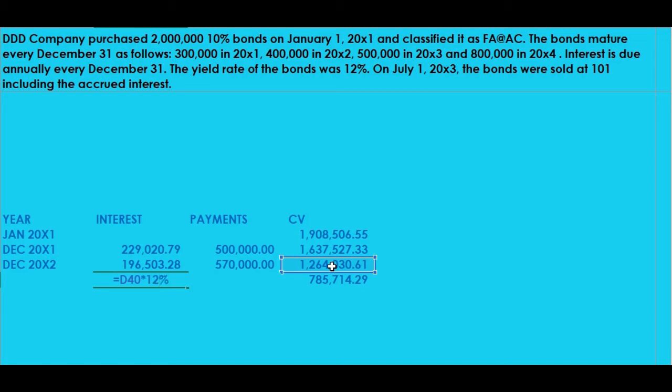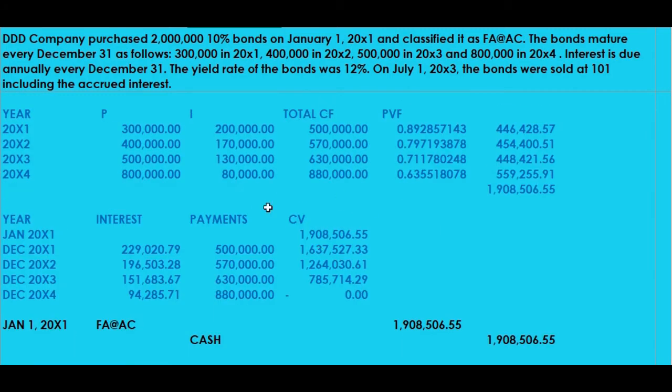Pero, hanggang July 1, or basically 6 months lang yun. So, 6 over 12. Okay? Tapos, ganun din dito, sa ating payment, ang ina-expect mo lang na payment muna, kung July ang usapan, will be yung ating interest lang. So, based on our previous amortization, ang interest dapat natin ng year 3, 130,000.